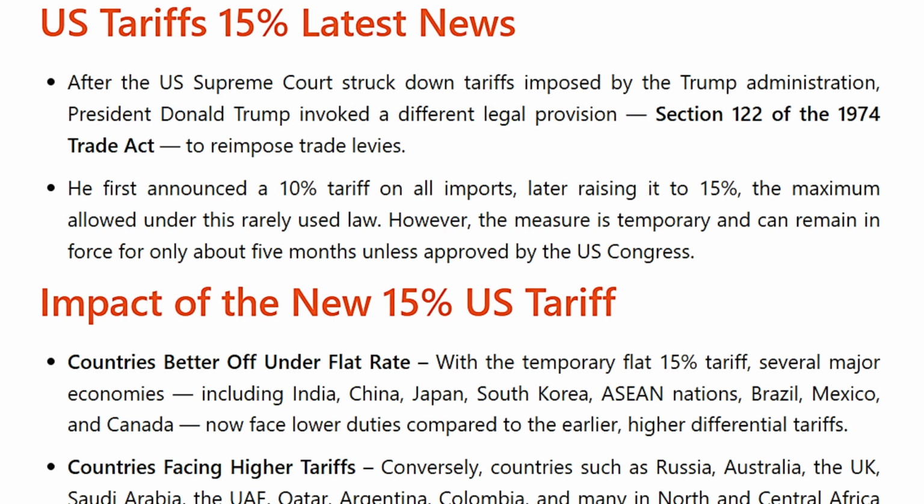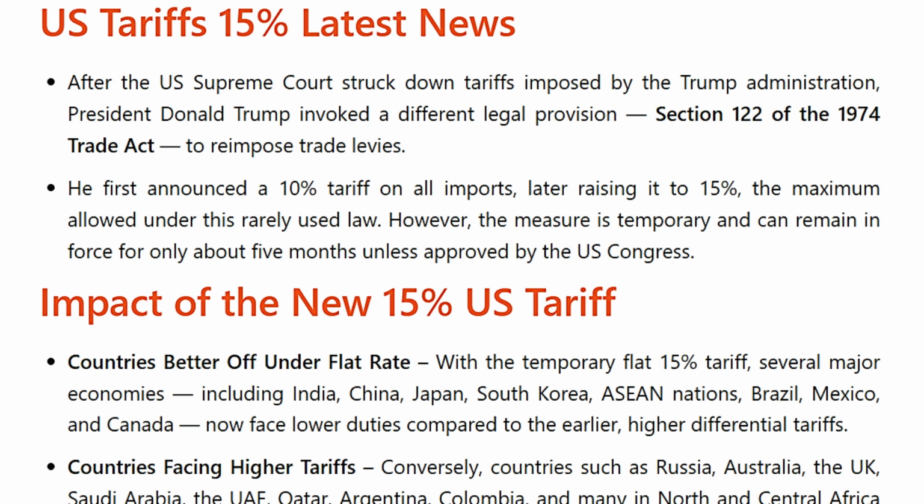After the US Supreme Court struck down tariffs imposed by the Trump administration, President Donald Trump invoked a different legal provision, Section 122 of the 1974 Trade Act, to reimpose trade levies. He first announced a 10% tariff on all imports, later raising it to 15%, the maximum allowed under this rarely used law. However, the measure is temporary and can remain in force for only about 5 months unless approved by the US Congress.